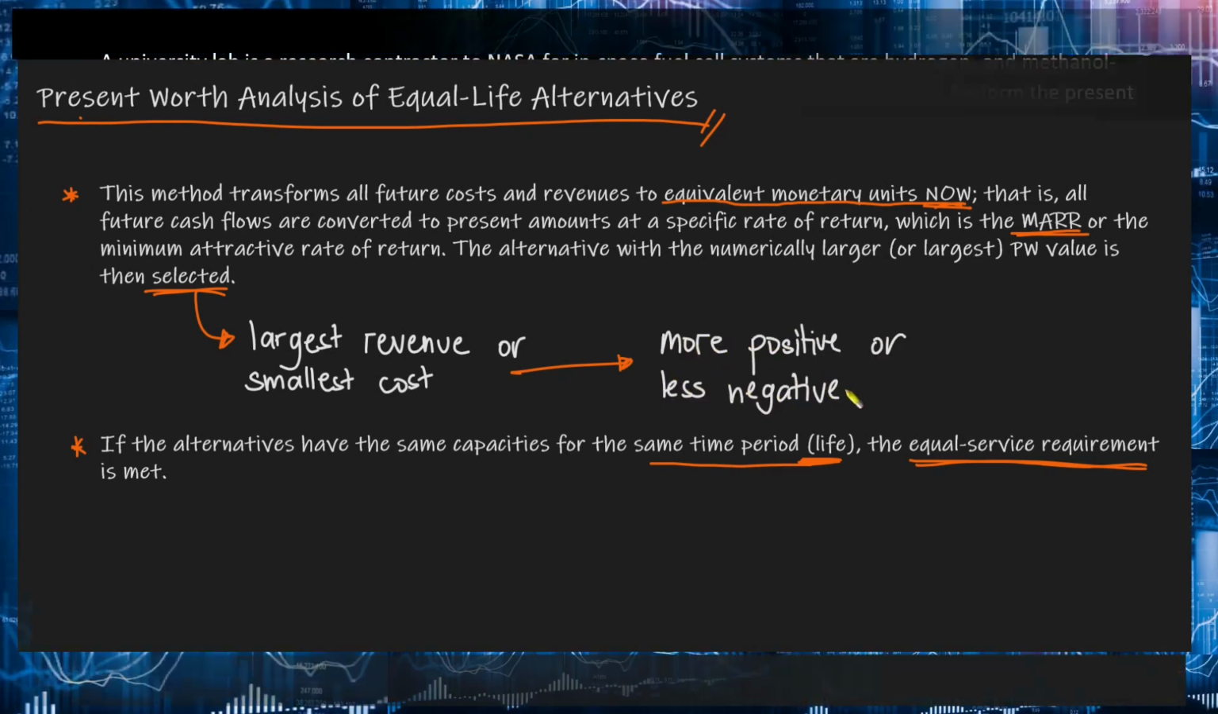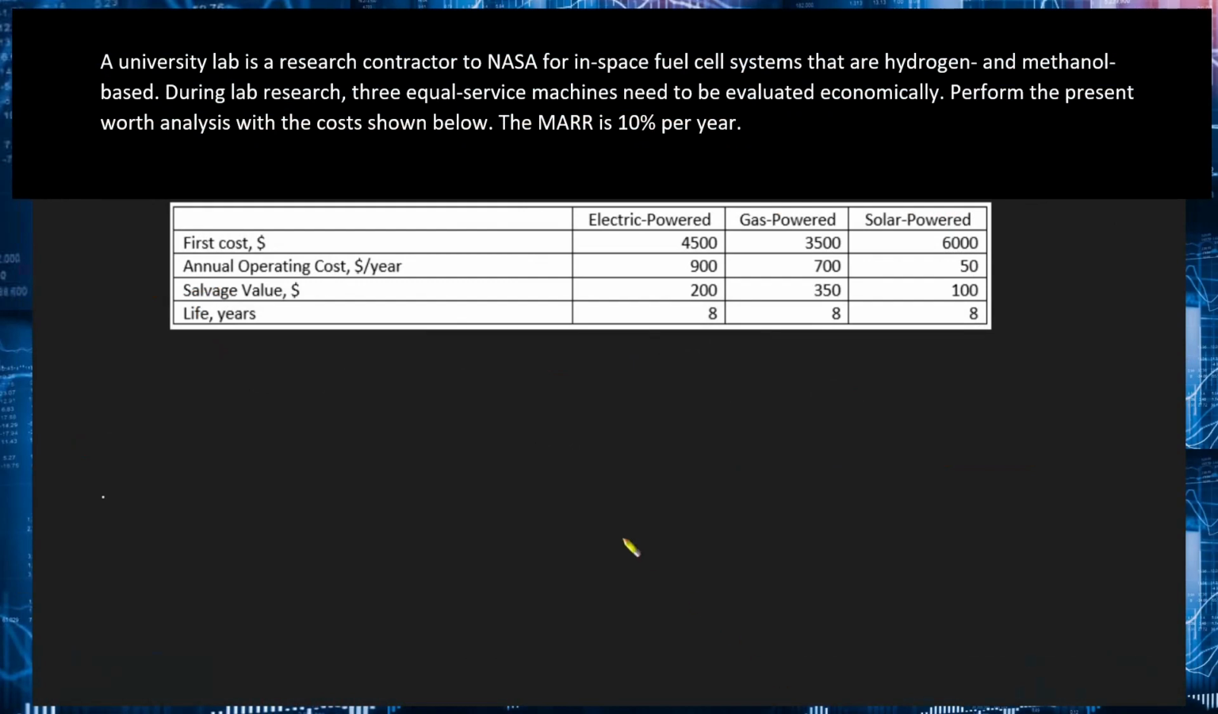Okay, so let's apply this to our first example. A university lab is a research contractor to NASA for in-space fuel systems that are hydrogen and methanol based. During lab research, 3 equal service machines need to be evaluated economically. So sabi dito, perform the present worth analysis with the cost shown below, and then yung minimum attractive rate of return is 10% per year.